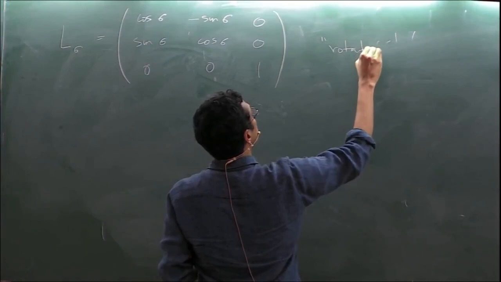So, I mean, you could have seen this here also. This metric is actually rotationally invariant, but you can check that this takes this (1, 1, minus 1) to (1, 1, minus 1). So these are some elements.